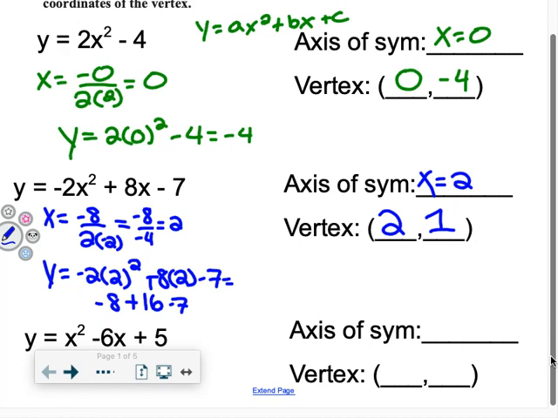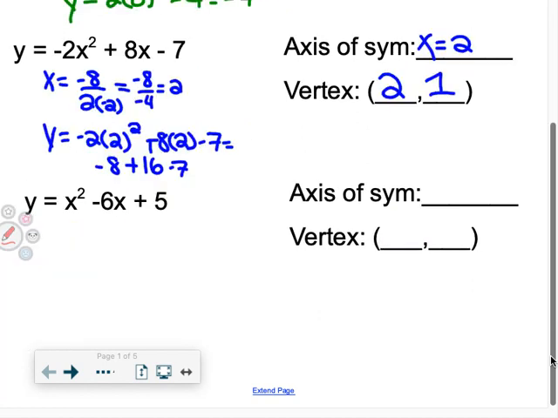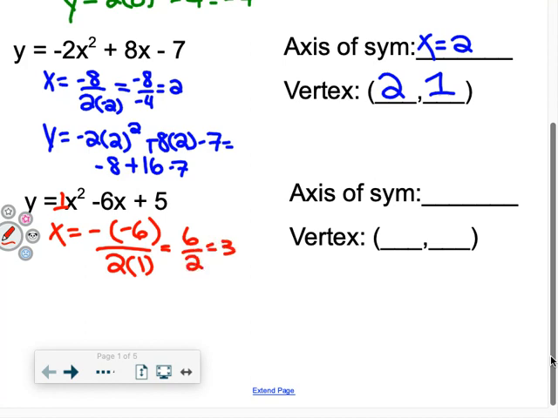And the last one down here. So we start with x equals negative, and now we just have to be careful here. We have negative 6 over 2, and notice our a, even though it's not written there, we know that our a is 1. So this is 6 over 2, or an answer of 3. So our axis of symmetry is at 3.